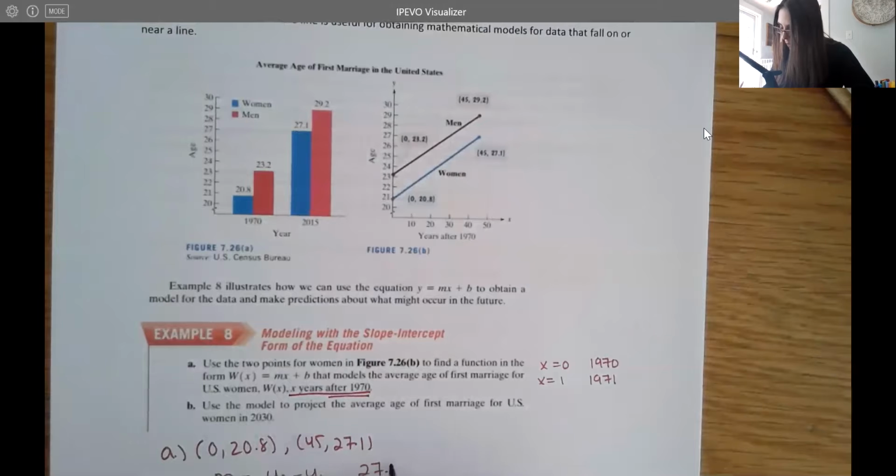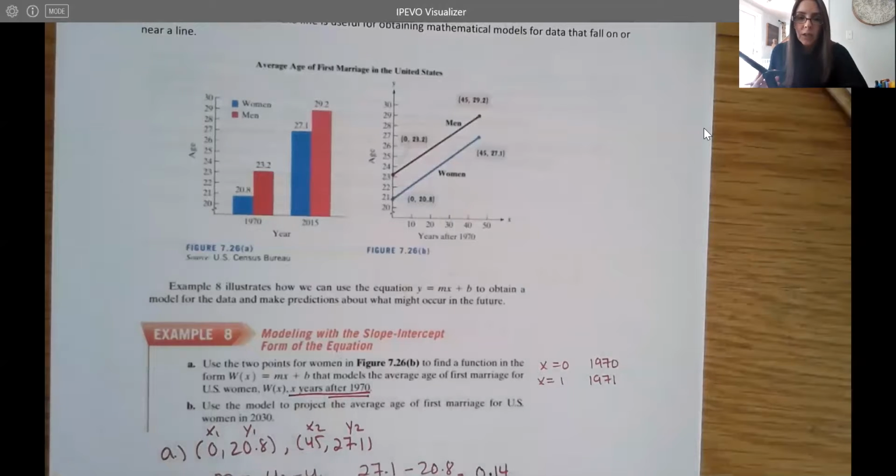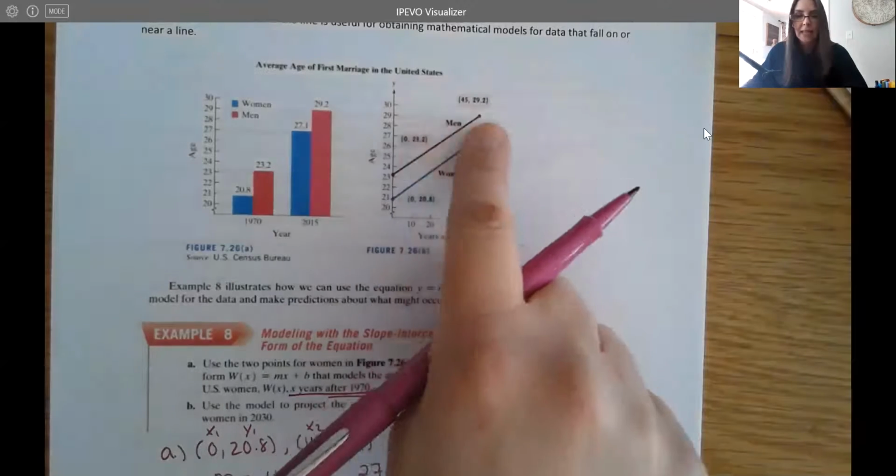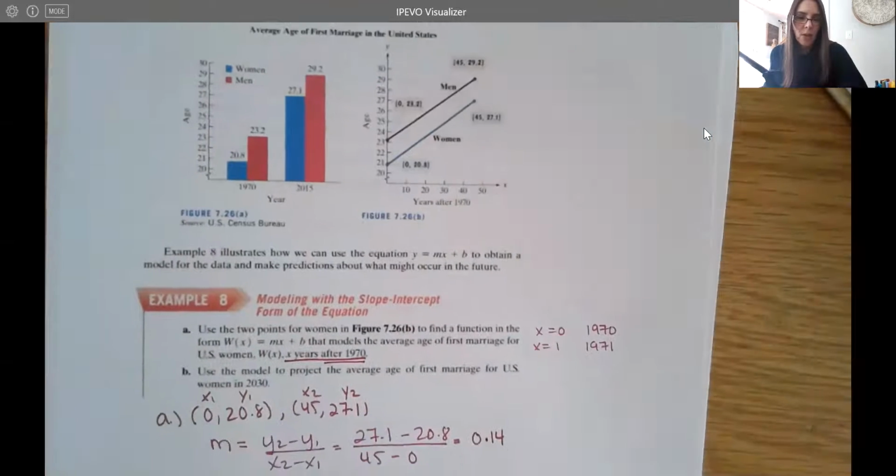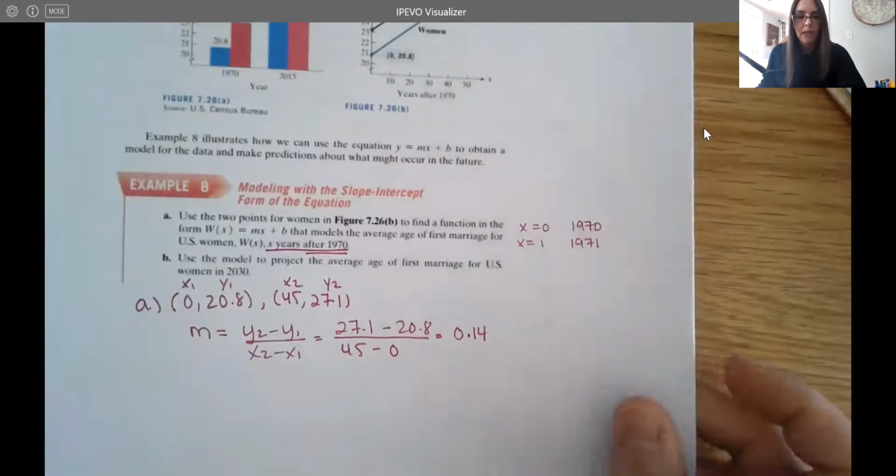So I have 27.1 minus 20.8. So I'm subtracting my y values here in the numerator, and then I'm going to subtract my x values in the denominator. And let me just check my notes here. So what I get is 0.14. Now again, a lot of times with slope, we do leave the fraction, but where our data is already in decimals, it makes sense to change that over to the decimal notation instead. So I'm going to leave my slope as 0.14 here.